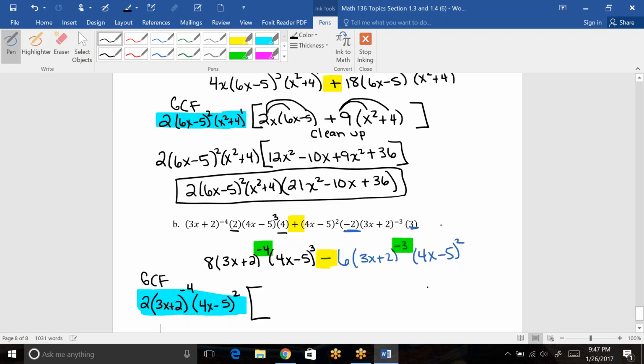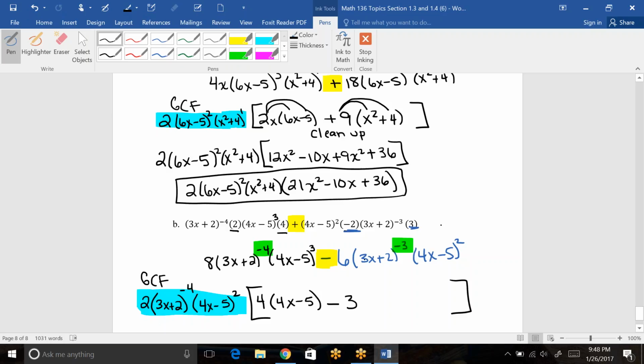Okay, so now we have to talk about what this would leave behind. So 8 divided by 2 would be 4. 3x plus 2 to the negative 4, we took the whole thing out, so that one's gone. 4x minus 5 to the third, but we only took out 2 of those, so now we have a 4x minus 5. Negative 6 divided by 2 is negative 3. We took out both of the 4x minus 5 squared, so I'm not going to worry about that, but then here's where it gets a little weird.